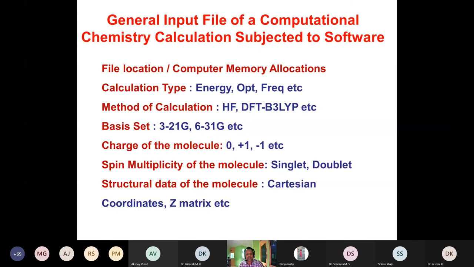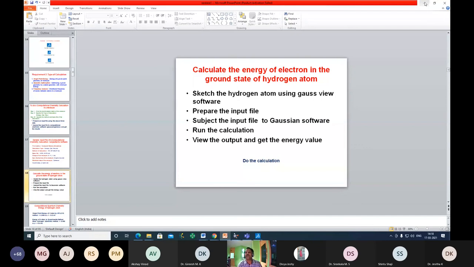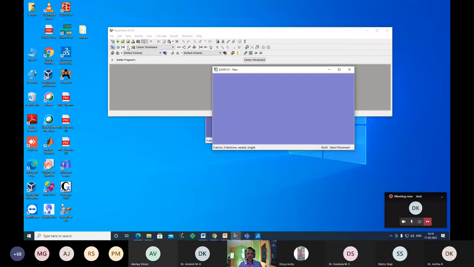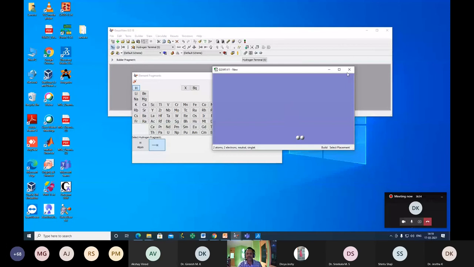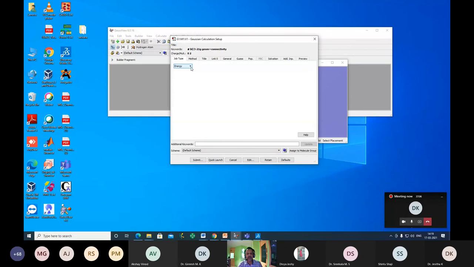Okay, so I may just show you a simple calculation of a hydrogen atom. We are going to calculate the energy of the hydrogen atom using a computational quantum chemistry software. Gaussian is a commercial software. In a molecule window, I'm going to sketch this hydrogen atom. I take my calculation setup. I wish to calculate the energy, and my method is Hartree-Fock. My basis set is 3-21G, and I just submit this calculation.